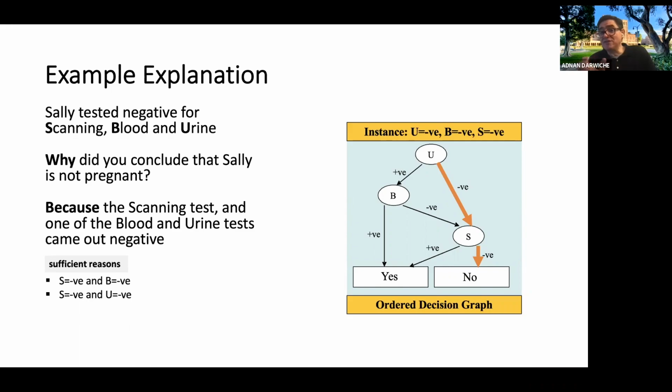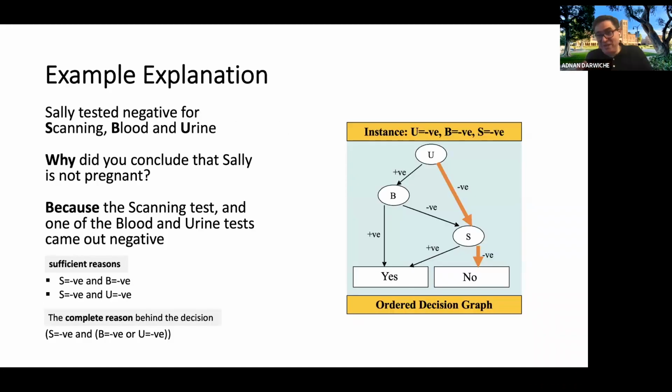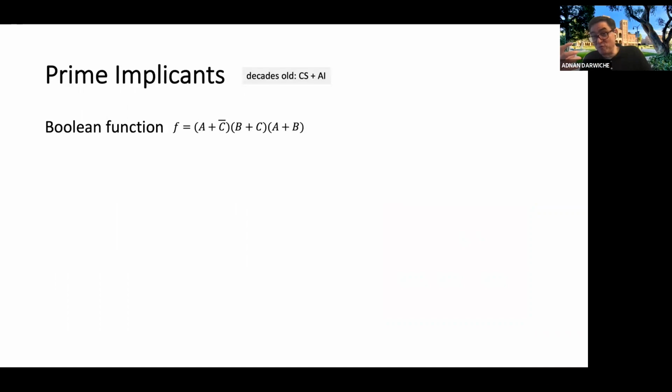This is when you take all of your sufficient reasons and disjoin them. So this is where you get the sentence that says, scanning test is negative and one of these. This is a summary of all of these. It's a disjunction. It's a very important notion, as you'll see later: the complete reason behind the decision, which is the disjunction of all sufficient reasons. Now, before I go on, this theory of explaining decisions based on sufficient reasons and complete reasons is based on a fundamental notion of computer science known as prime implicants. Let's just mention it briefly here because this gives the foundation of what's going on.